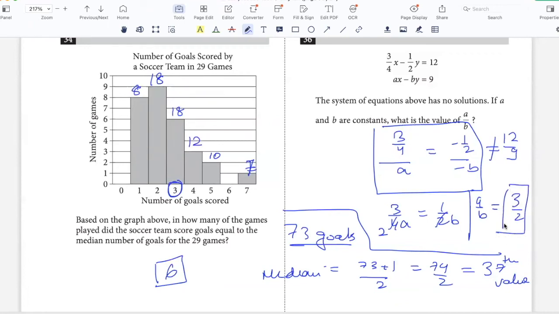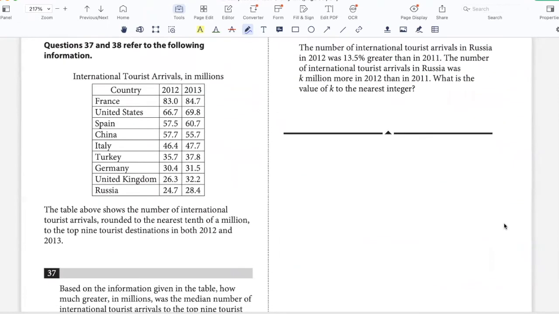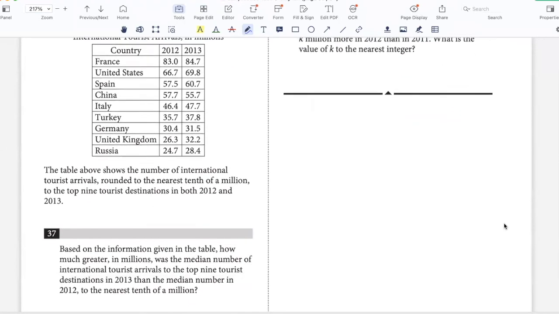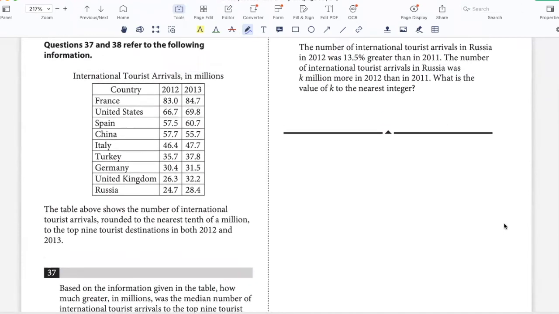The table above shows the number of international tourist arrivals rounded to the nearest tenth of a million to the top 9 tourist destinations in both 2012 and 2013. Based on the information in the table, how much greater in millions was the median number of international arrivals to the top 9 tourist destinations in 2013 than the median number in 2012 to the nearest tenth of a million?